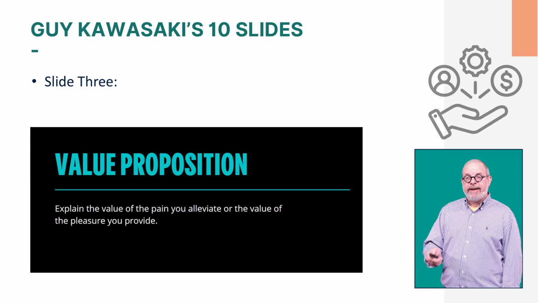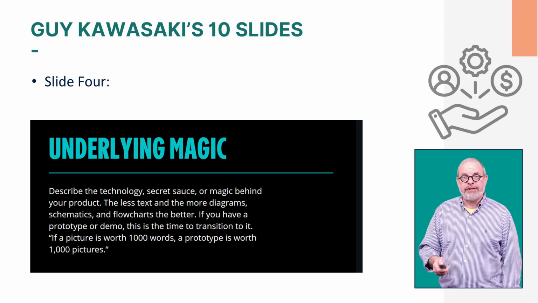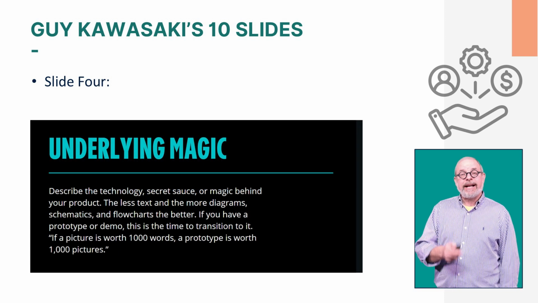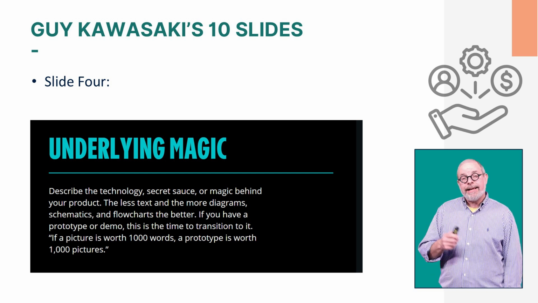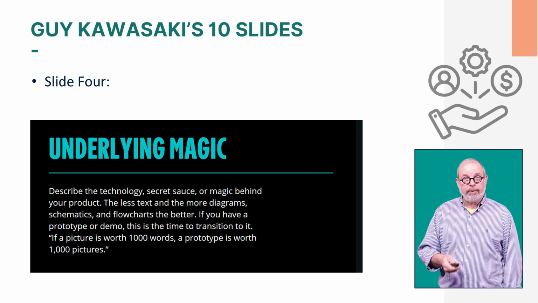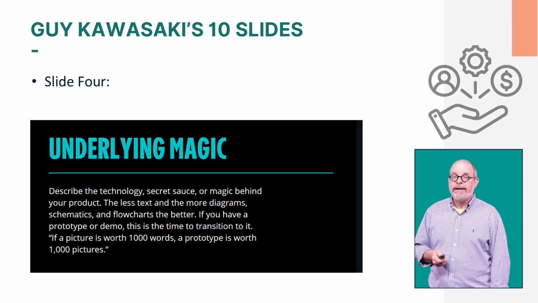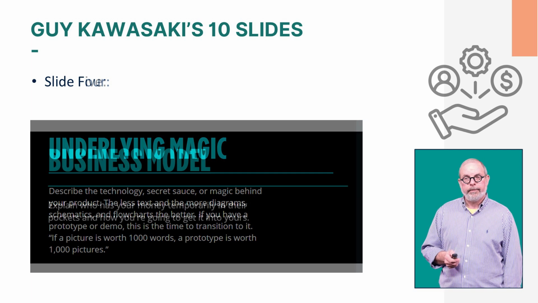Slide 3 is your actual value proposition. Explain the value of the pain you alleviate or the pleasure you provide. Talk about the value you're creating. Slide 4 is the underlying magic in what you are proposing. Describe the technology, the secret sauce, those skills, that magic behind your product or service. The less text and more diagrams that you're able to do here, the better. If you have a prototype or a physical demonstration, do that here. If a picture is worth 1,000 words, then a prototype is worth 1,000 pictures. So this is where you would show the underlying magic or secret sauce of what you're trying to do.